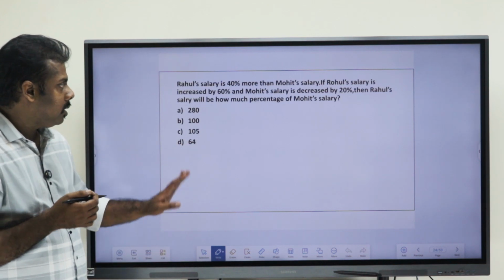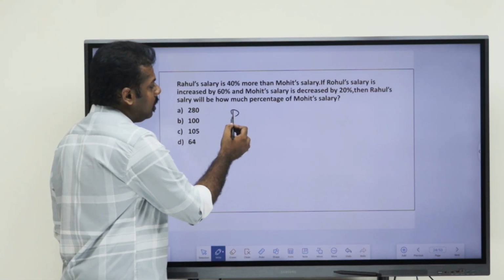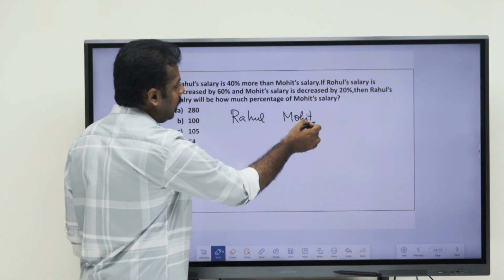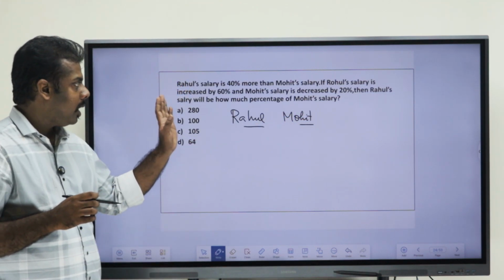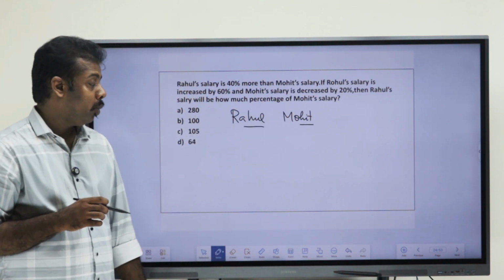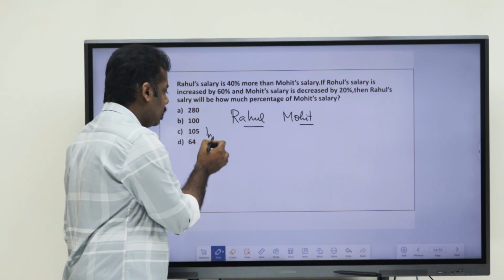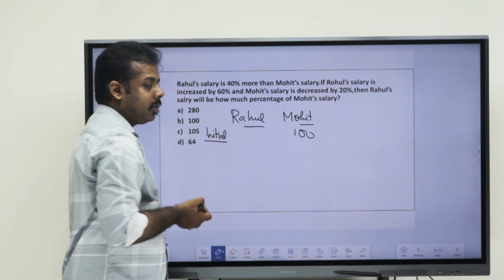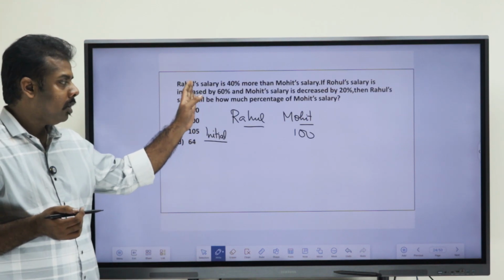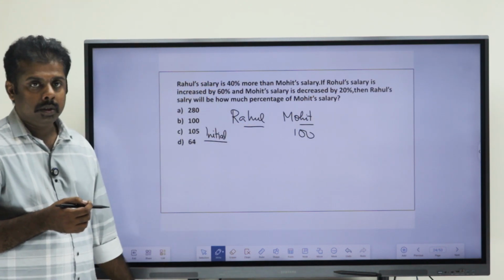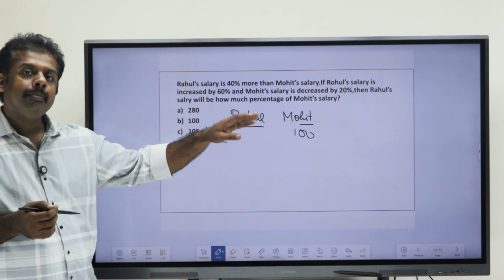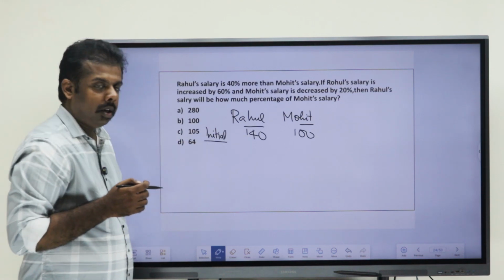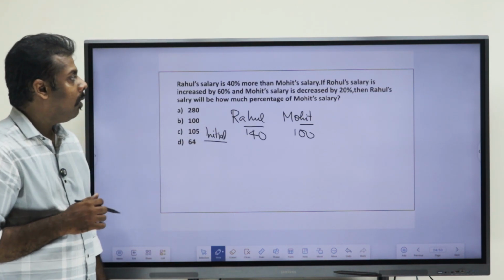So first they have given a condition. So first we can just take that. That is, Rahul and Mohit are there. So first they have compared their salaries. What was the first condition? Rahul's salary is 40% more than Mohit's salary. So we assume their initial salaries. Mohit's salary, say we are taking it as 100. So what is the condition? Rahul's salary is what? 40% more than Mohit. So 40% of 100 is what? 40. More means you have to add that value. So if Mohit's salary initially was 100, Rahul's was 140.